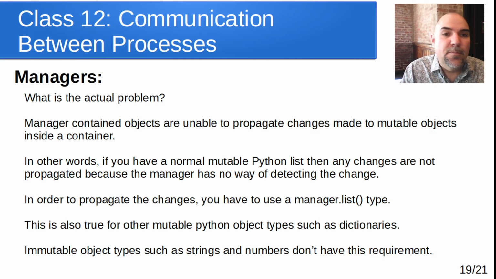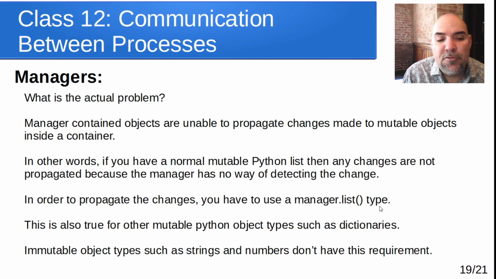Okay, so the problem here was that in order to propagate those changes, we need to tell the manager somehow that that thing is something that can be changed. And it turns out that there's a manager.list type that we can use that works just like a normal mutable Python list, but the manager can update those things.